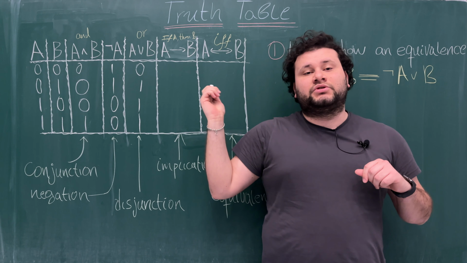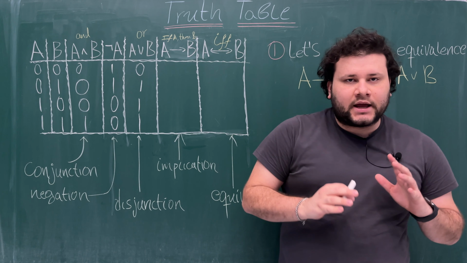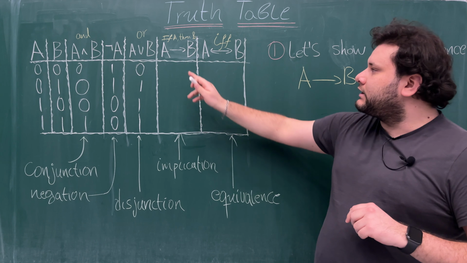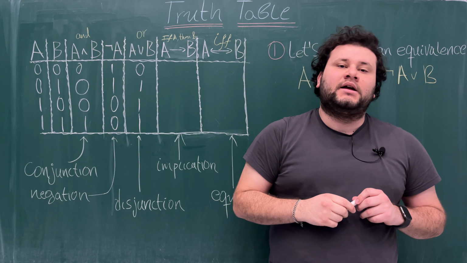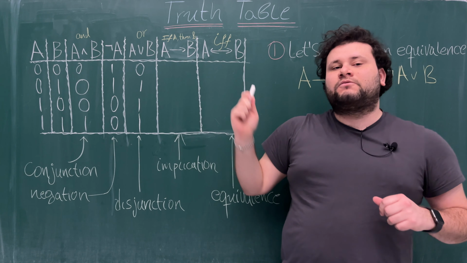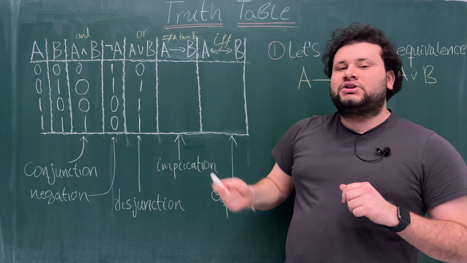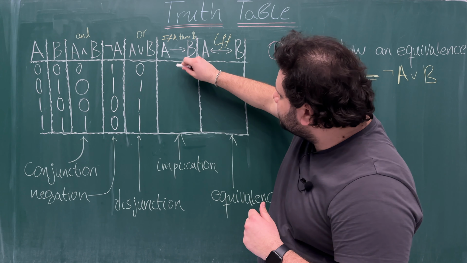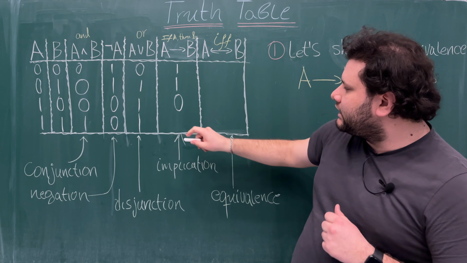Now what about the implication? This one is a little tricky, but I think we can try to remember. If A then B, the only case when an implication is false is when A is true and B is false. Just in this case this implication is going to be false, and for all the other cases this is going to be true. So we have that this is true, and this one is false, and this one is true.